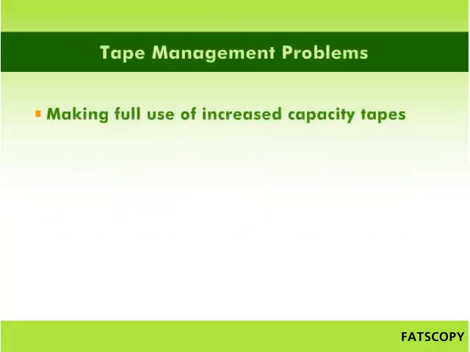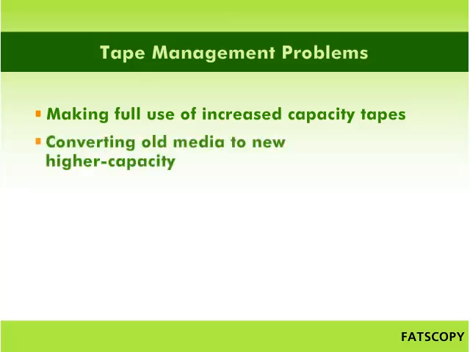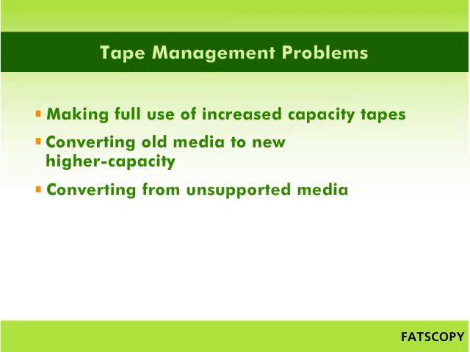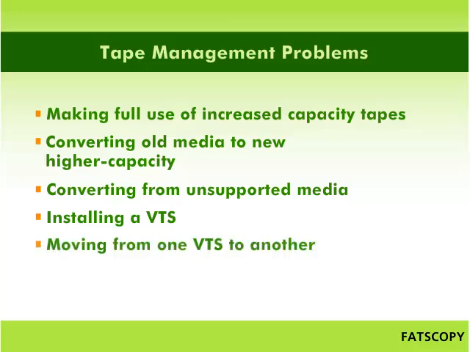Increased tape capacity and the wide range of tape hardware available present a unique set of problems. It is essential, for example, to ensure that tape capacity is fully utilized, especially when using a robot system where limited tape slots are available. When new tape technology is introduced, there is usually a requirement to migrate some or all of the data on old tape media across to the new, higher capacity tapes. Similarly, when hardware support for older tape media, such as 3480 and 3490E, is phased out, data has to be migrated from the unsupported media. And when a virtual tape system is first installed, or when an old VTS is replaced by a newer one, data stored in the old system has to be migrated to the new one.